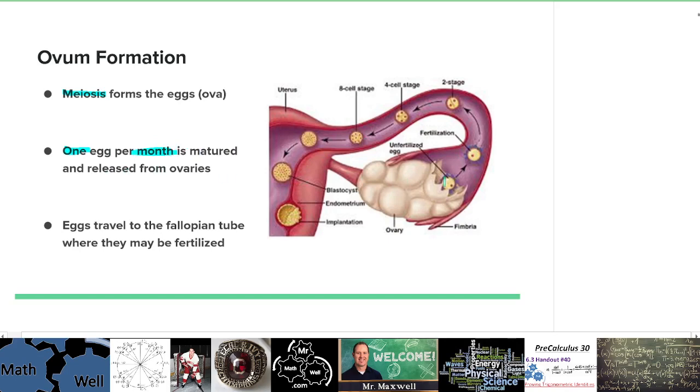So the ovary kicks out an egg, and then it's waiting for fertilization here. Not waiting too long, it's heading down there.